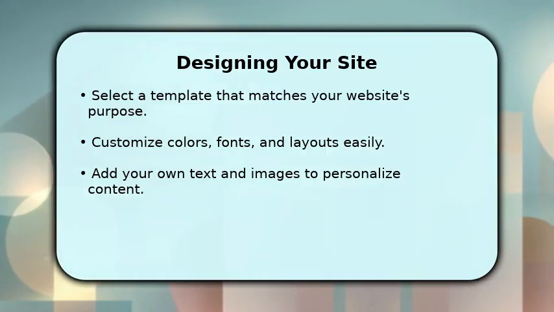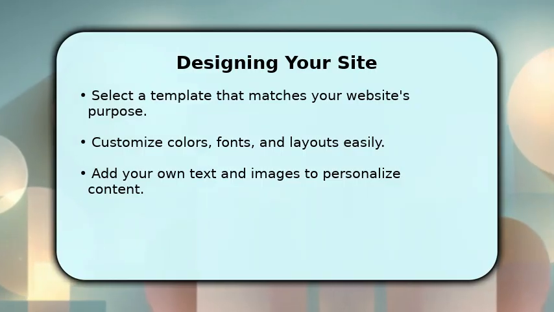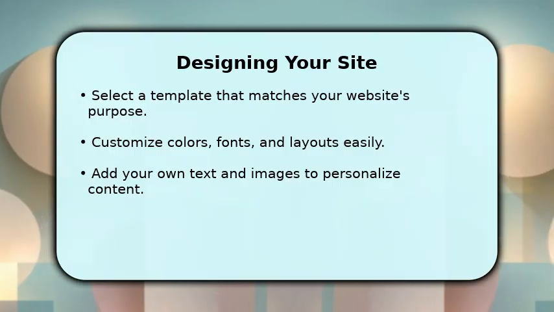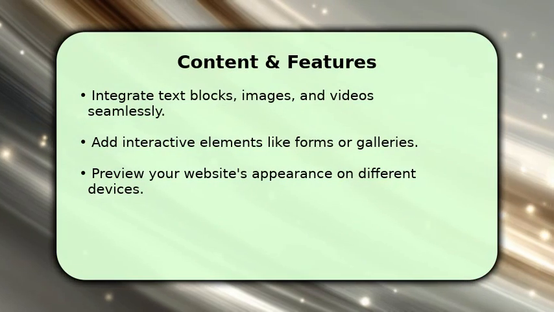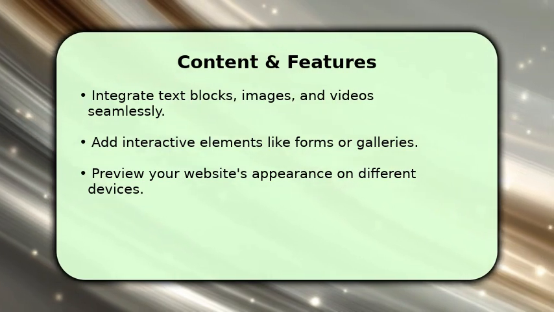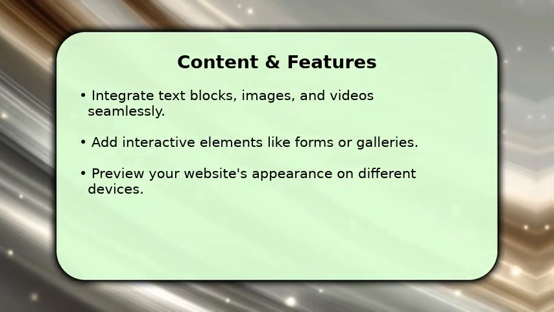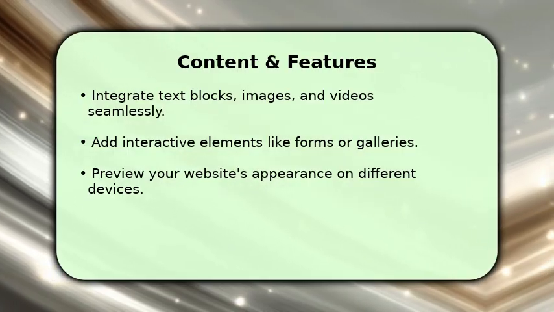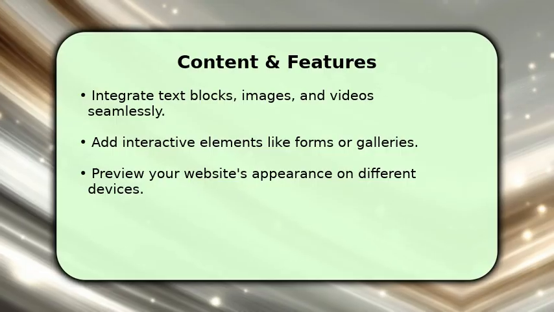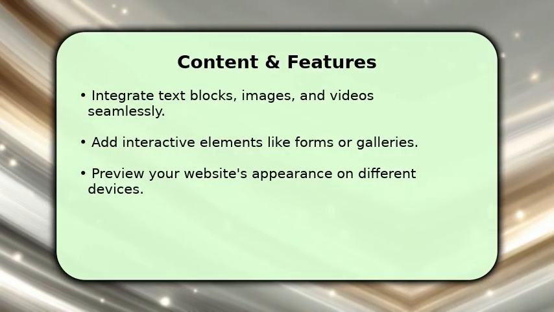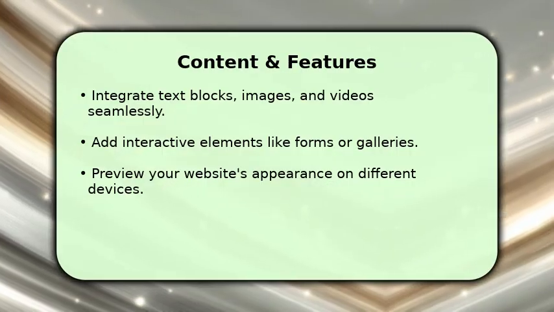Drag and drop elements to arrange your content, and upload your own images to make your site truly unique and engaging for visitors. With your design in place, it's time to populate your site with compelling content. Easily add text blocks, high-quality images, and even videos to tell your story. Gamma AI also allows you to incorporate interactive features such as contact forms or image galleries, enhancing user engagement.